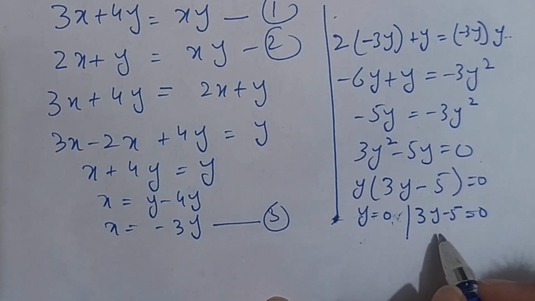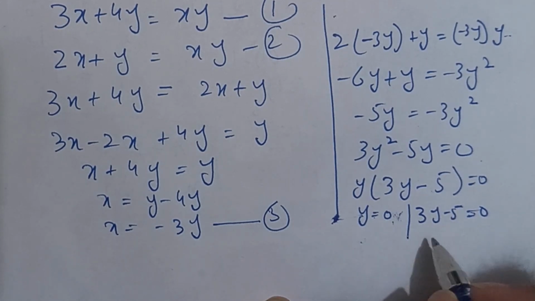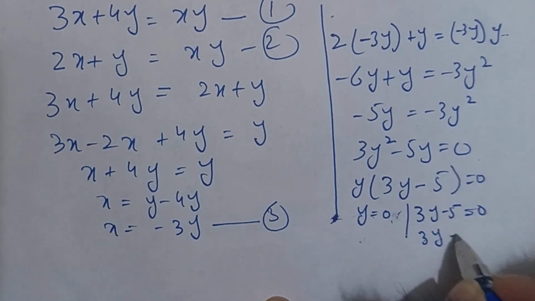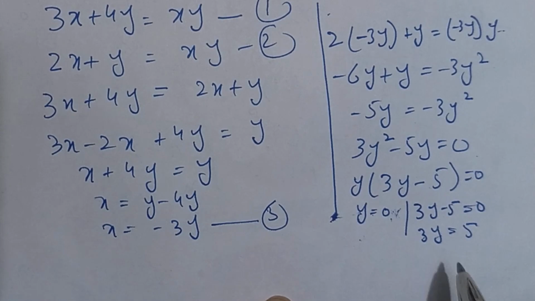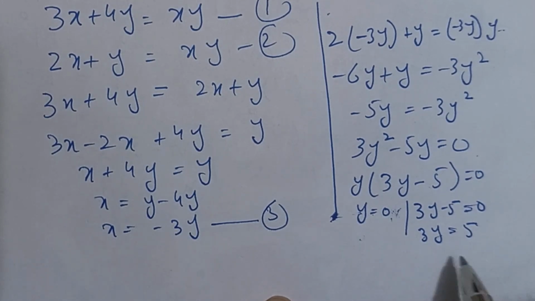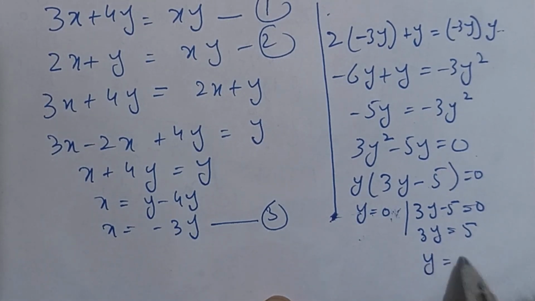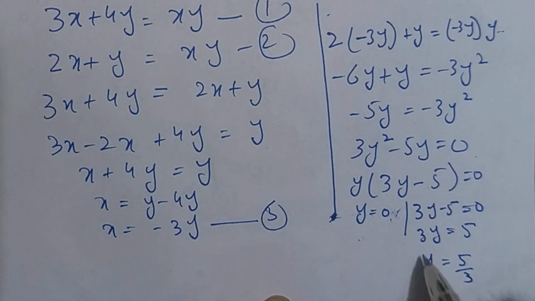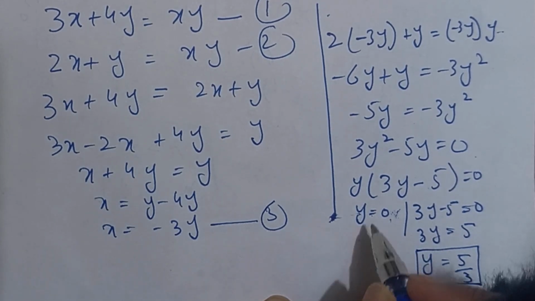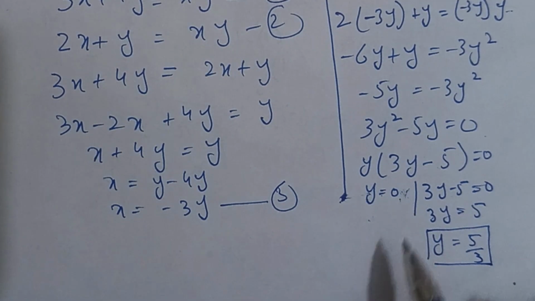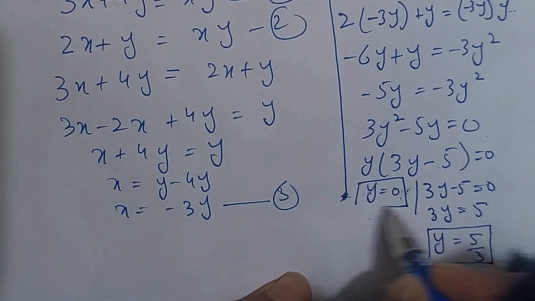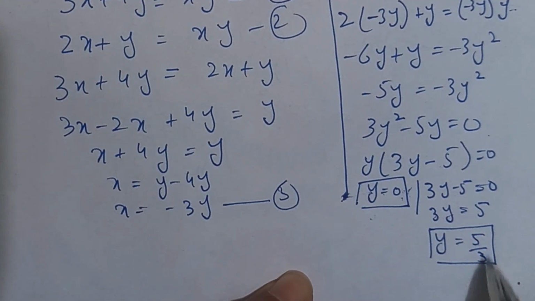Now look at this. If we add 5 on both sides, then we get 3y is equal to 5. In the next step, if we divide this equation by 3 on both sides, then we get y is equal to 5 over 3. So this is the value of y. These are the two answers for y. The first one is y equal to 0, and the second is y equal to 5 by 3.